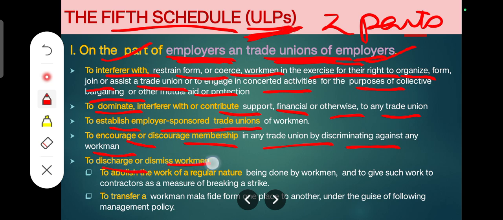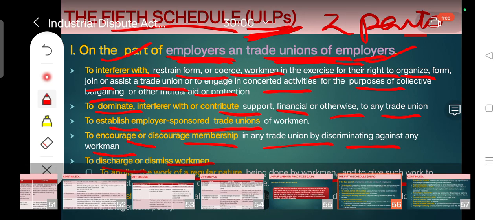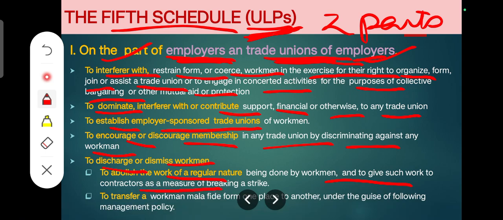To discharge or dismiss a workman. The worker who is working in a regular form, still we are not giving him work. We are discharging him, dismissing him, not providing him work, or giving work on contract as a measure of breaking a strike. So we want a strike to be broken, so we are trying some strategies, that is an unfair labor practice. To transfer a workman malafide from one place to another under the guise of following the management policy, just showing off that it's a management policy, and willfully transferring one worker to another place so that the trade union breaks, or to deceive the worker. Such things will lead to an unfair labor practice.